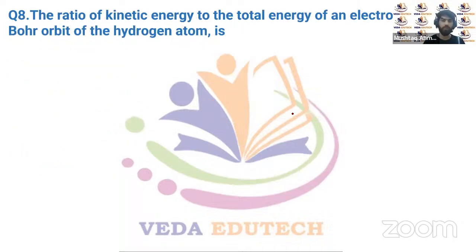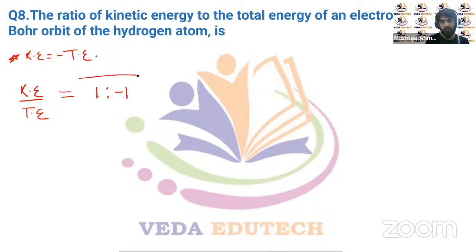Let's move on to question number 8. This is once again a previous year question. The ratio of the kinetic energy to the total energy of an electron in a Bohr orbit of the hydrogen atom is, right? We know kinetic energy is actually minus 1 times total energy, so the ratio of kinetic energy to total energy will be 1 ratio minus 1, right? This was one of the options given, so this was the correct option.